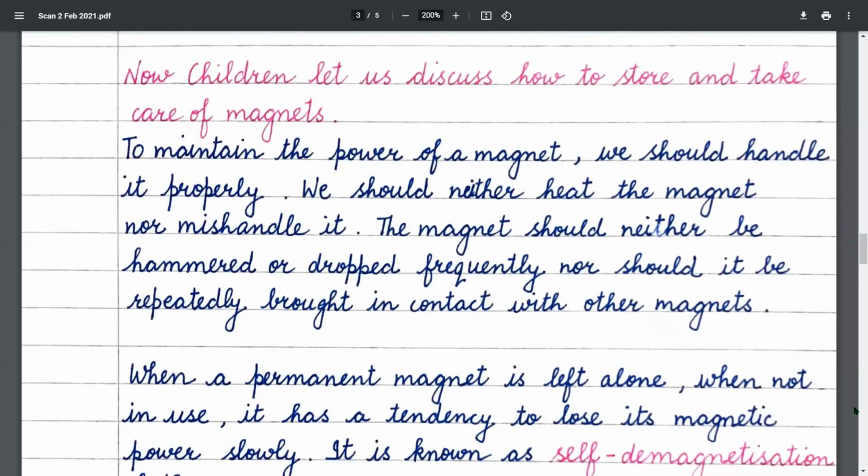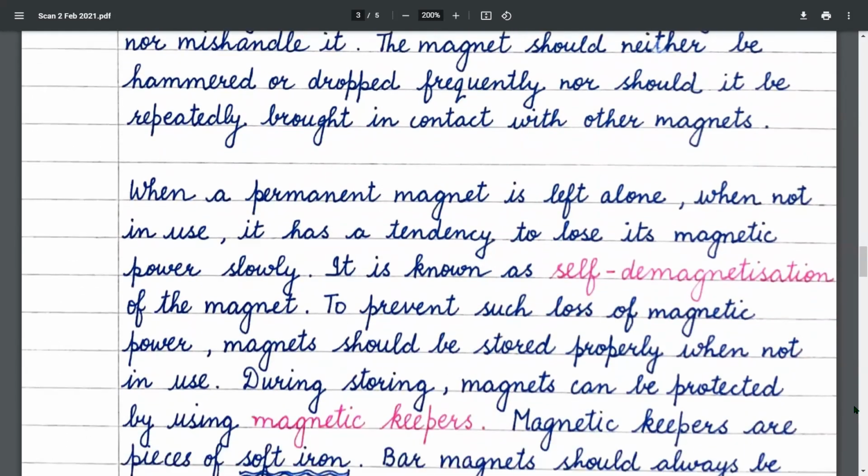Now, children, let us discuss how to store and take care of magnets. To maintain the power of a magnet, we should handle it properly. We should neither heat the magnet nor mishandle it. The magnet should neither be hammered or dropped frequently, nor should it be repeatedly brought in contact with other magnets.